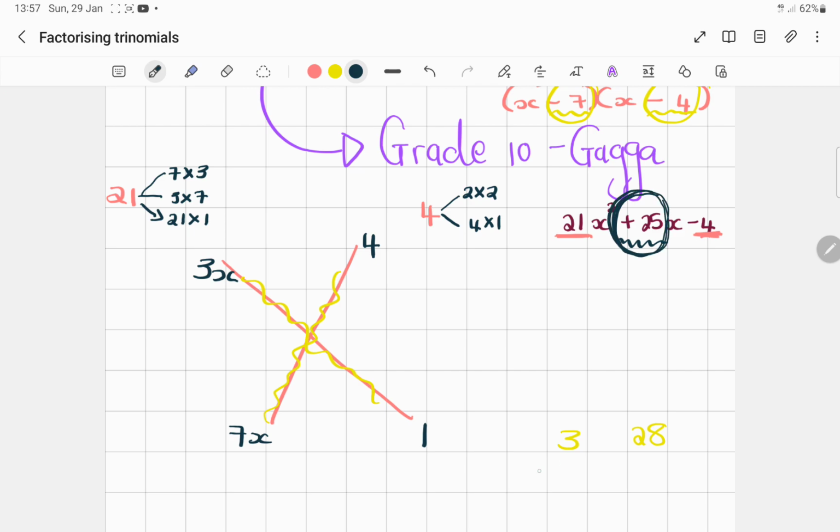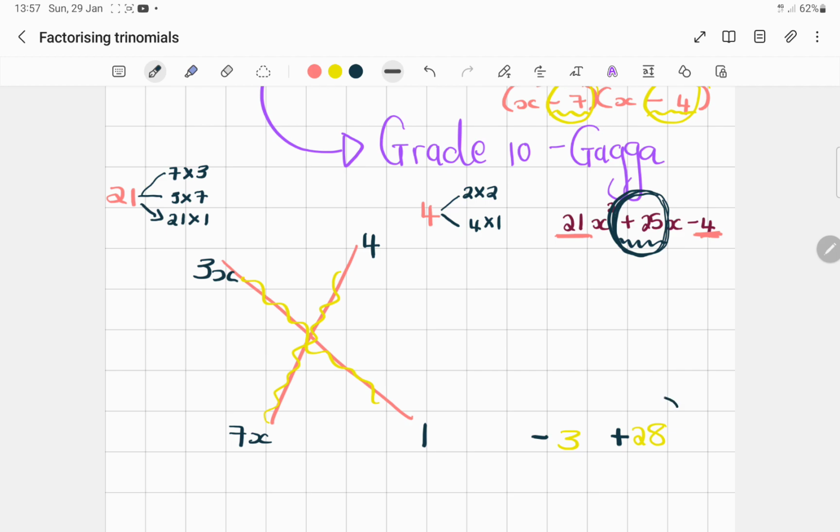Okay, so it can either be a positive 3 minus 28, or it can be 28 minus 3. Sorry, that will give you a negative, so it can't be that. I'm just going to go all the way through. It must be a positive 28 minus 3. Okay, because 28 minus 3 gives you that positive 25, not the other way around.